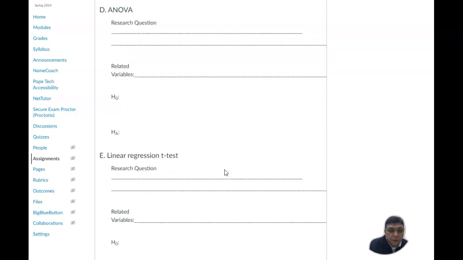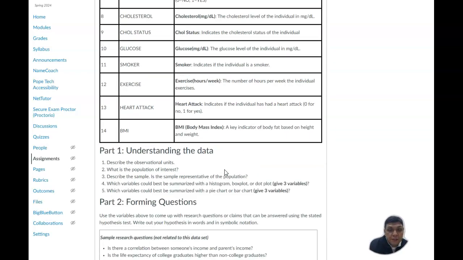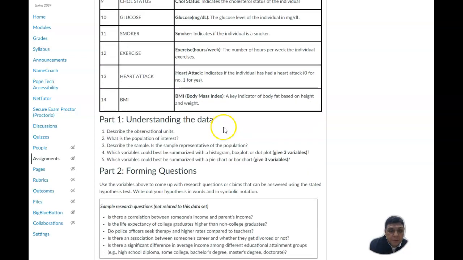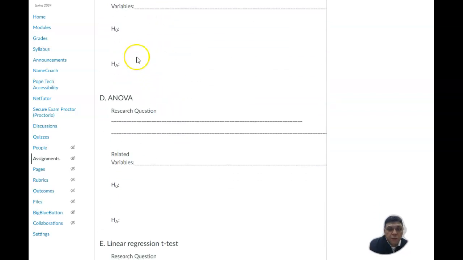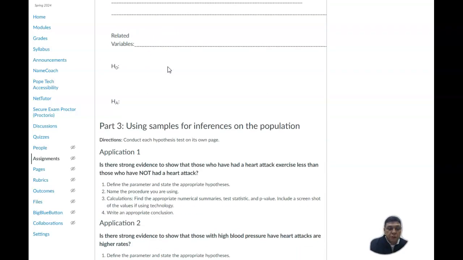So you'll come up with your own questions from these variables, identify the variables after the question, and then, of course, what would the null and alternative hypothesis be in those situations? So that's part 2.